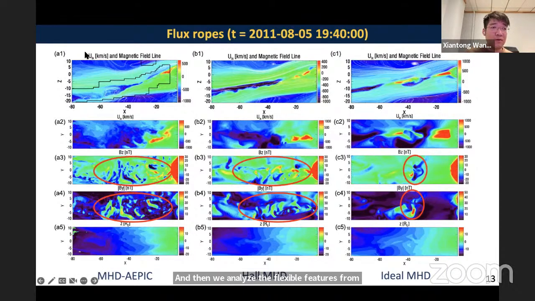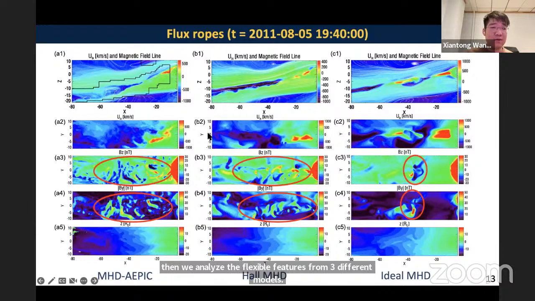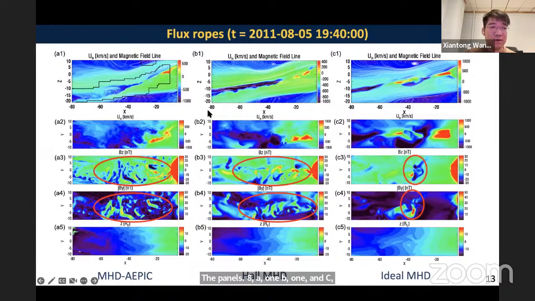The panels A1, B1, and C1 you see are in the meridional cut. So you see this very familiar magnetic field line configuration of the magnetic tail, since I'm extracting the same magnetosphere at the same time of the simulation. So you see the configurations, they are very similar to each other.